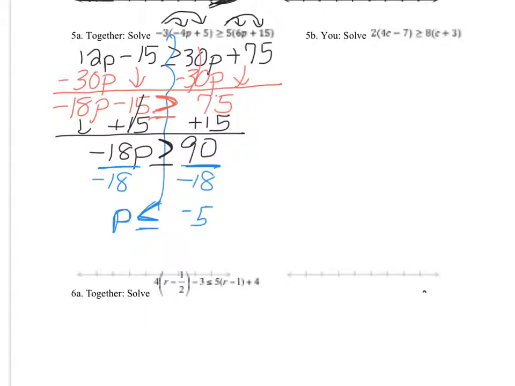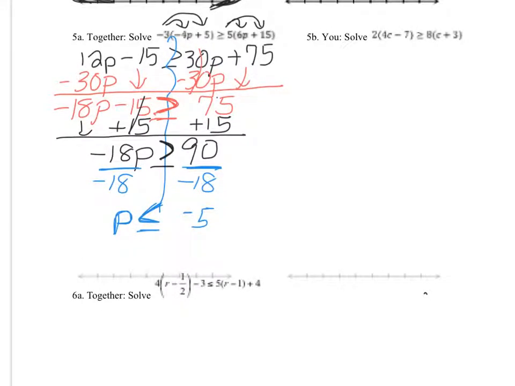So I'm going to redraw that number line because it's kind of on my sheet anyway. So I'm going to have a negative 5. It's a solid circle, and less than is in this direction. Okay, and you guys are going to do 5b. So again, you can pause, or you can go back and do it later.